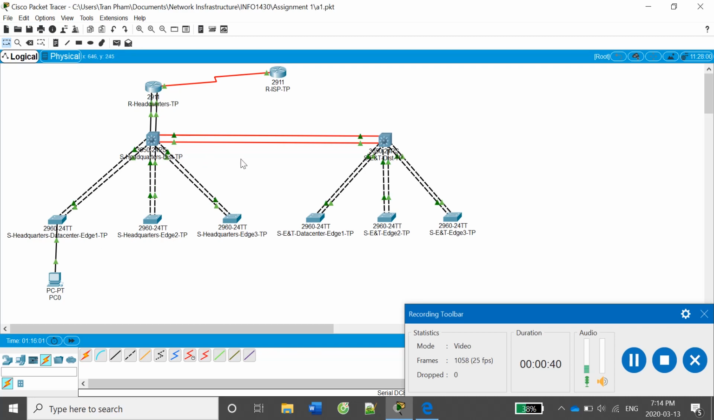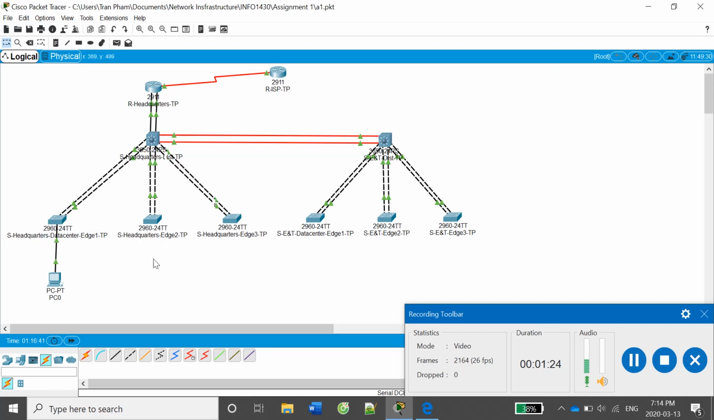Especially for the headquarters building, it has one more router, which connects to the router of the ISP. For the naming, I put R for router and S for switch. HQ stands for headquarters, ENT stands for engineering and test, and ISP here. Next, dist stands for distribution, and H1, H2, H3, especially H1, I indicated for the data center.